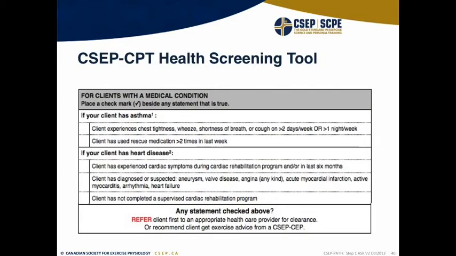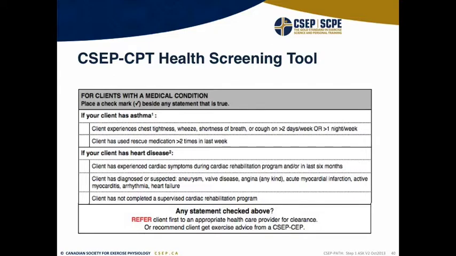So here's an example of the CSEP CPT Health Screening Tool. And for the purposes of this slide, I've just shown a shortened version of the tool. So if your client indicates that they have one of the medical conditions included on this tool, then you should ask the follow-up questions to ensure that they're not at higher risk for an adverse event.